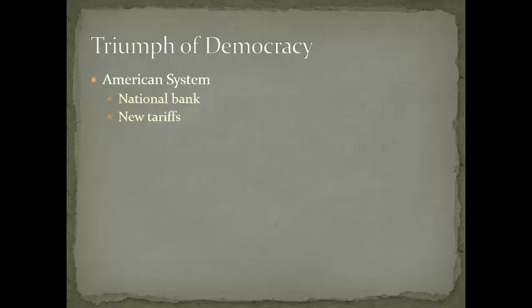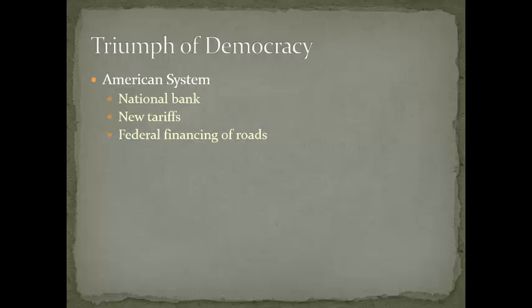They want new tariffs to protect American-grown businesses, and they also want the federal government to get involved in the creation of a national roadway system. They want federal financing of public roads. Now, they get the bank and they get the tariffs. They don't get the roads. Of course, that will eventually happen, especially with the interstate system we have today. But for the time being, they managed to get the banks and these new taxes.